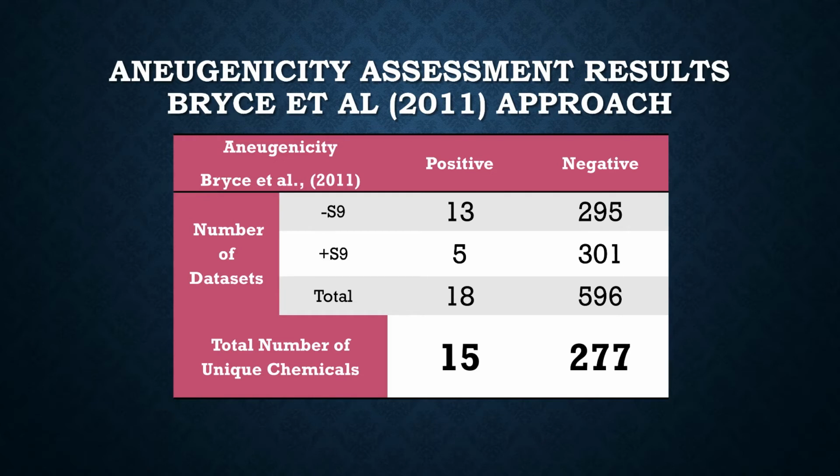We manually examined the 15 positive chemicals and verified that 6 were true aneugens and 2 were potential aneugens. The Bryce approach seems to be better, since many of the positives are established aneugens.